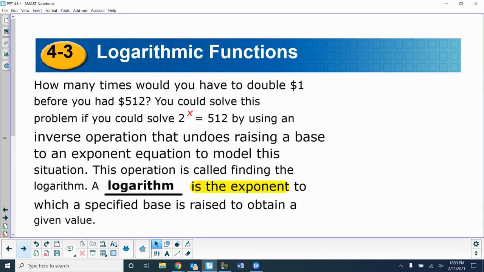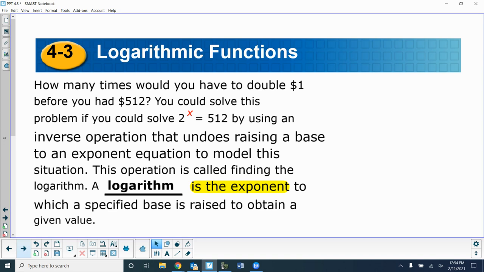But what if you wanted $512? How many times would you have to double the dollar? All right, you could solve this problem if you could solve 2 to the x equals 512. So we're looking for what x equals there, so we know how many times we'd have to do that. It says by using an inverse operation that undoes raising a base to an exponent.